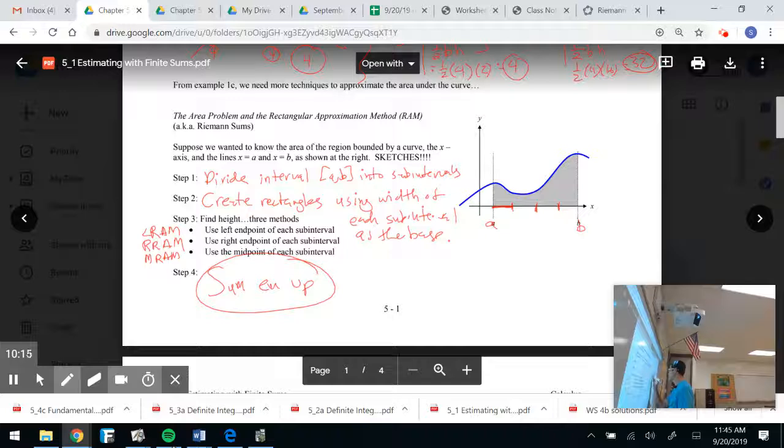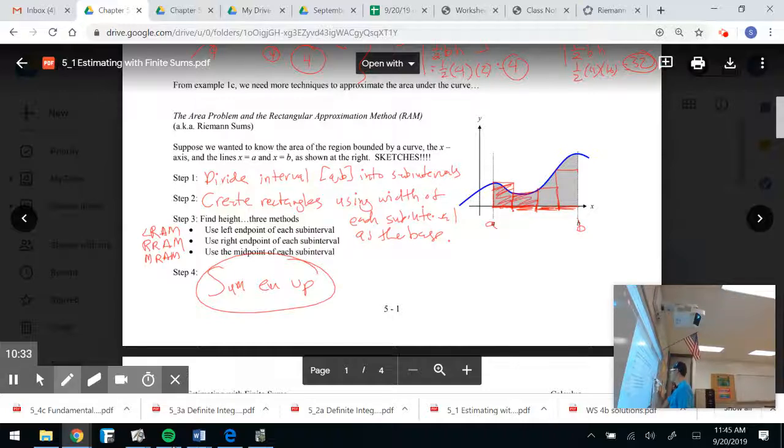And if I use the left side of that, I'm going to make a rectangle. Booyah. Okay, here's my next subinterval. I'm going to use the left. Booyah. Here's my next subinterval. I'm going to use the left. Booyah. Here's my next subinterval. I'm going to use the left. Booyah. And then I'm going to color all those in.